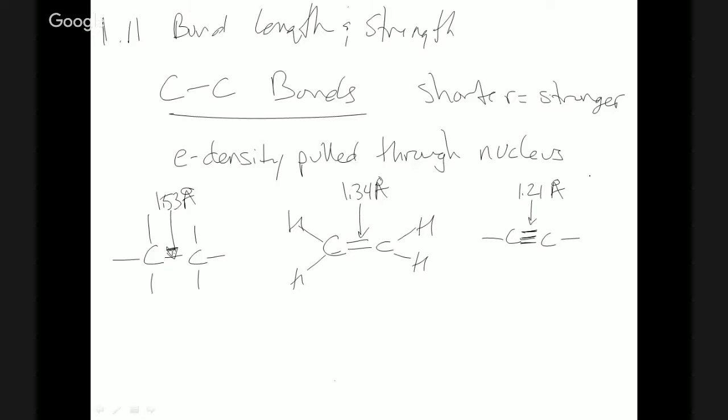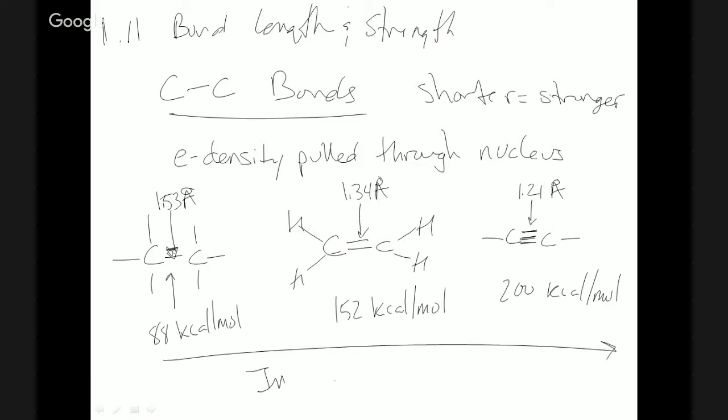Okay, we can measure the bond strengths: 88 kcals per mole for a single bond, 152 kcals per mole for a double bond, and 200 kcals per mole here. So increasing strength, increasing length. Okay, as it increases in length, it gets weaker. As it increases in strength, it gets shorter.